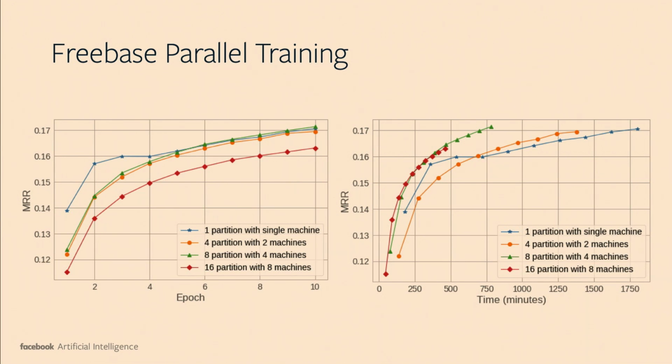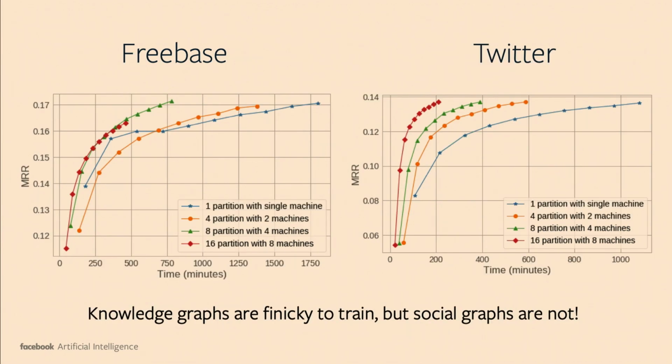However, across a number of different data sets that we tried that were more like social graph data sets, for example, Twitter, we find that they're not finicky in the same way, and pretty much no matter how we train them, we get close to linear speedups with no degradation in model quality with partition and parallel training.